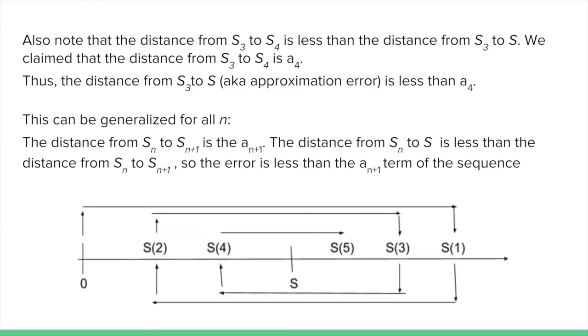And earlier we stated that the distance from the third partial sum to the fourth partial sum is just the fourth term of the sequence. Therefore, we can state that the distance from the third partial sum to the actual sum is less than the fourth term of the sequence. And this can be generalized for all n. So we can state that the distance from the nth partial sum to the n plus 1 partial sum is just the n plus 1th term of the sequence. The distance from the nth partial sum to the actual sum is less than the distance from the nth partial sum to the n plus 1 partial sum. So therefore, the error is less than the n plus 1 term of the sequence.